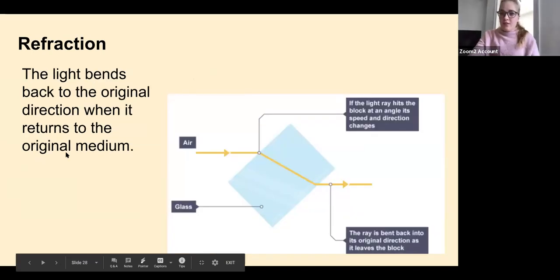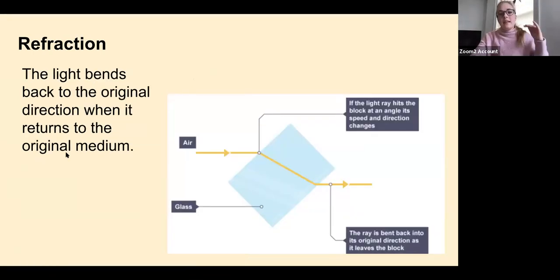And one more thing to remember about refraction is that the light bends back to the original direction when it returns to the original medium. So in this diagram, we've got a ray of light that's passing through the air. So it's going quickly through the air, and then it's crossing the boundary between air and glass. And as it crosses this boundary, it slows down and it bends, right? So now it's traveling more slowly through the glass, but then again it crosses the boundary between the glass and the air. And as it crosses into the air, it speeds up again.